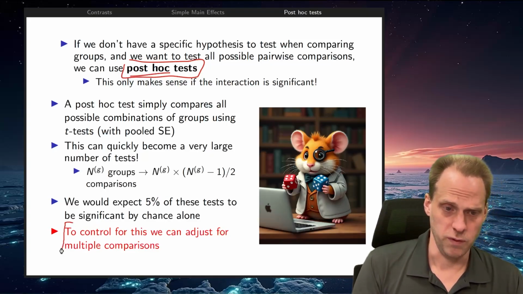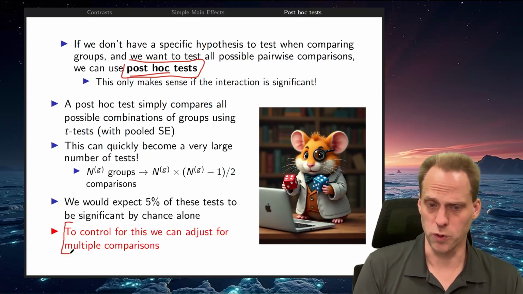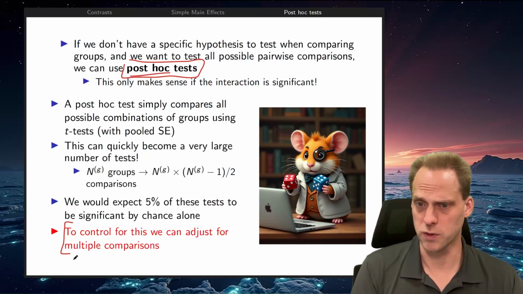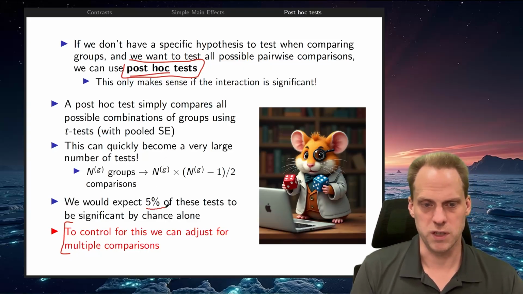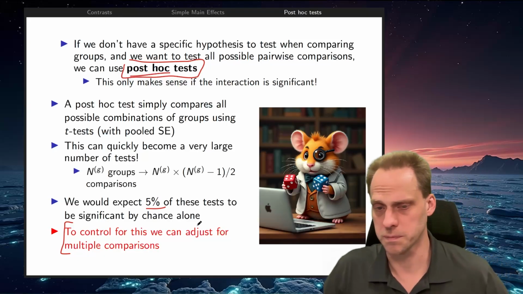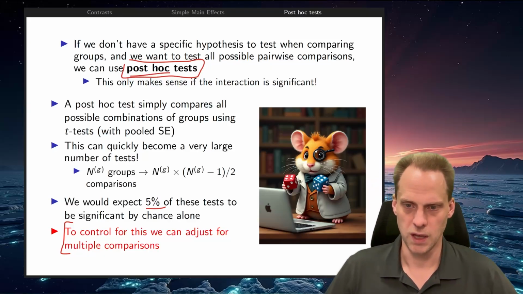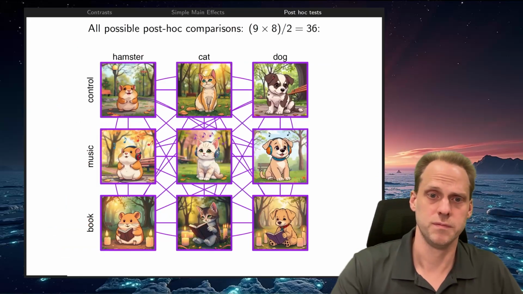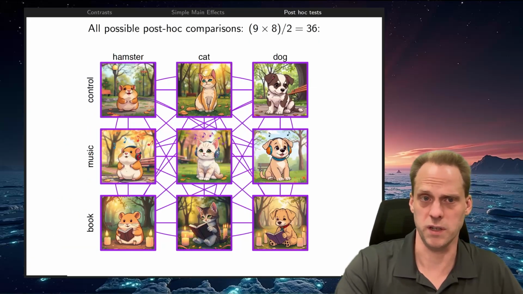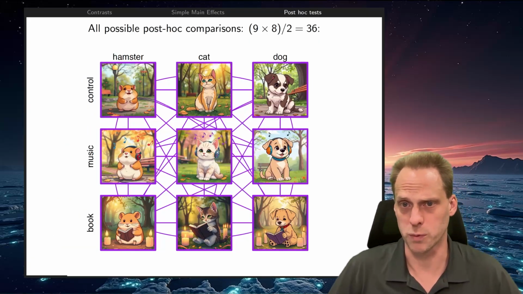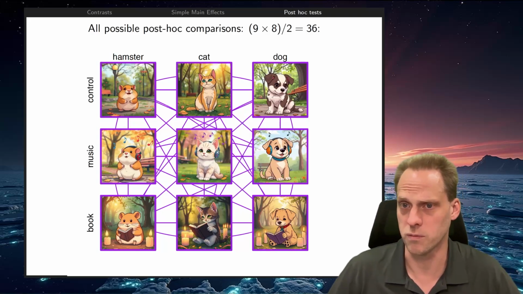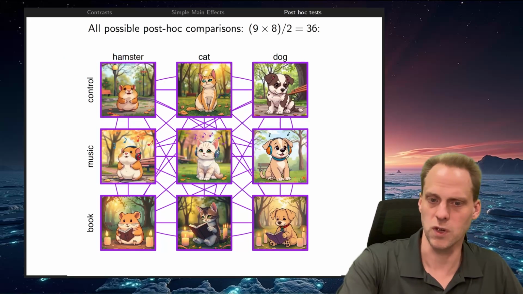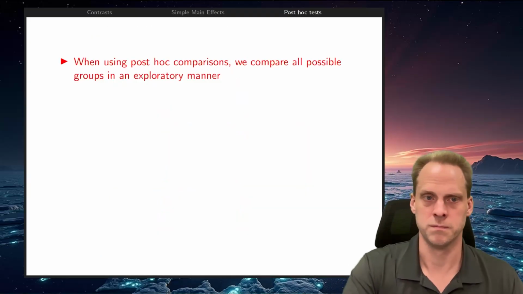Because of this, when we do post hoc tests, we control for multiple comparisons. We control for the fact that we expect that 5% of these tests are going to be significant by chance alone. The way that we do that is, so here we see, all possible comparisons is a lot. In this case, 36 possible comparisons. That's a lot. We expect at least one of them, or 1.5 of them, to be significant. So we want to control for that.